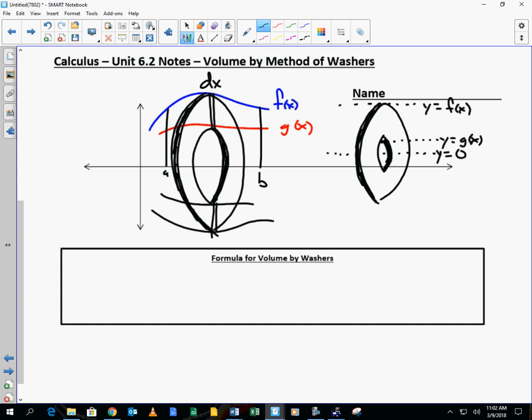What's our formula for finding the volume of a washer? We know it has a thickness of dx, but let's just start with the area of a washer. We've got two shapes going on. They're actually the same shape, just different sizes. Circles. If you want to find the area of a washer, you take pi times the large radius squared and then subtract pi times the little radius squared. Remember that? We factor out the pi.